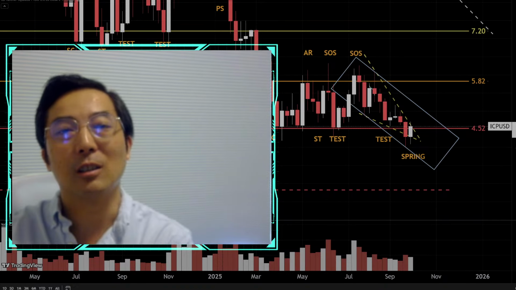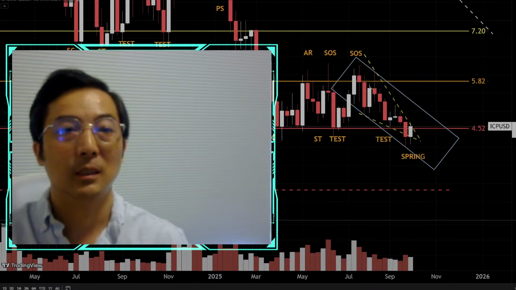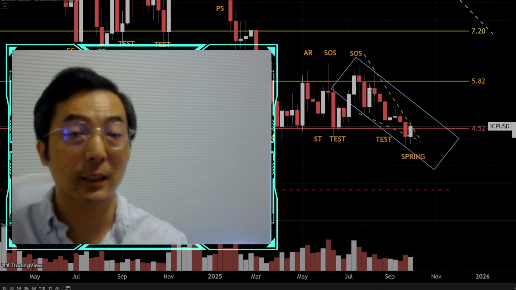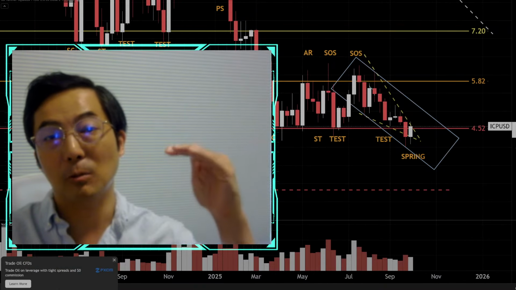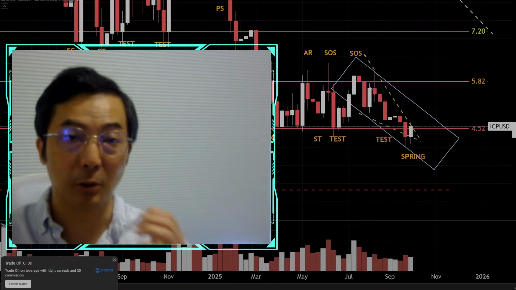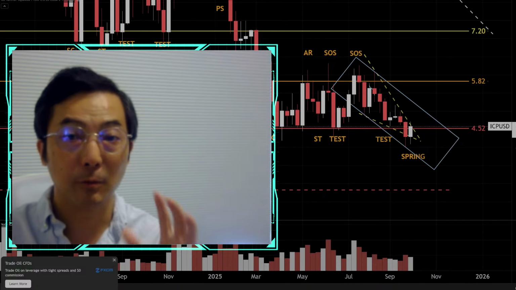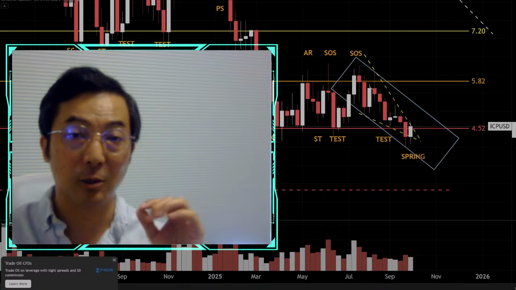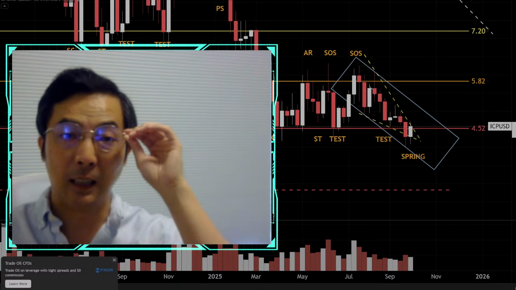So last week we talked about ICP, basically it was going down, but it's not over yet. This week it recovered to above the red key level of 4.52. However, be really careful while we're waiting for the next distribution cycle, meaning a new climax.